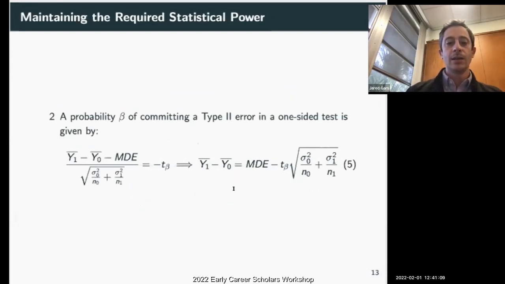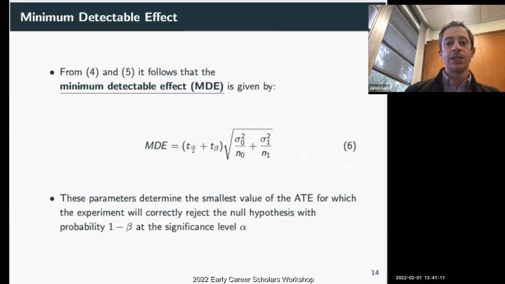And then we can combine these two equations and solve for the MDE that yields the following relationship, which we see as a function of the t-values based on alpha and beta, the variances, and the sample size allocated to each treatment. And then this here is what's going to determine the smallest value of the average treatment effect that we'll be able to detect and correctly reject the null hypothesis.